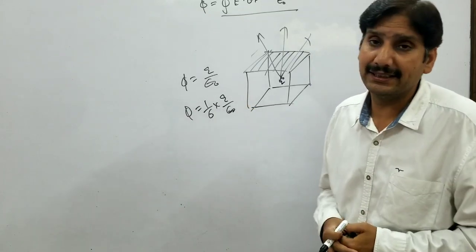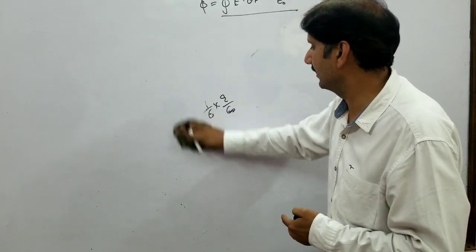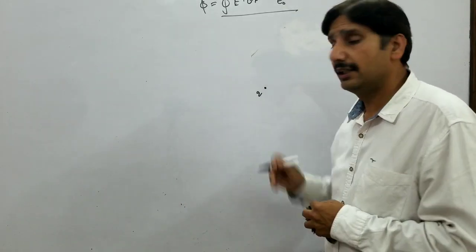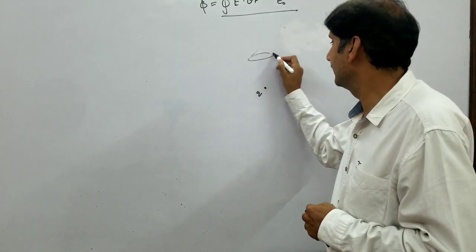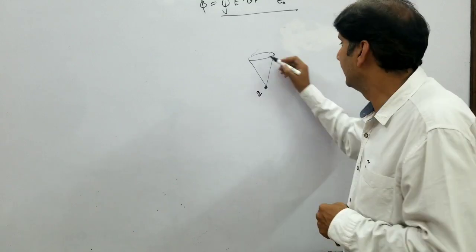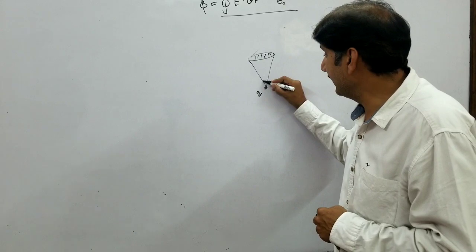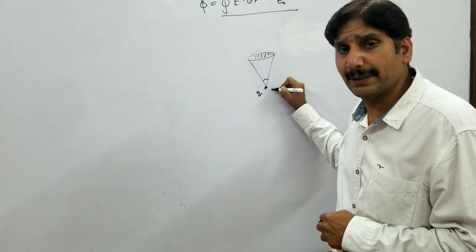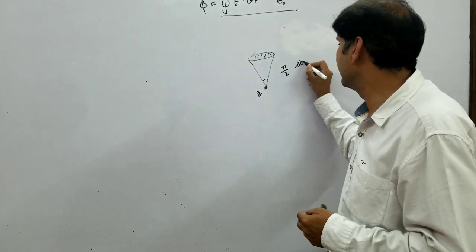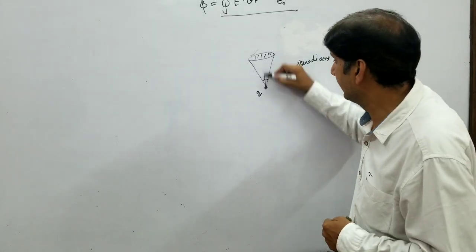You can apply this to many more cases. For example, there is a charge Q placed at the apex of a cone such that this cone is making a solid angle at its apex equal to, say, pi by 2 steradians. What is the total electric flux through this cone?